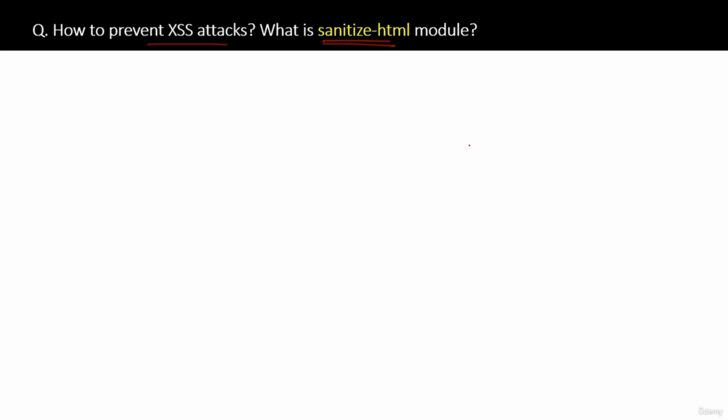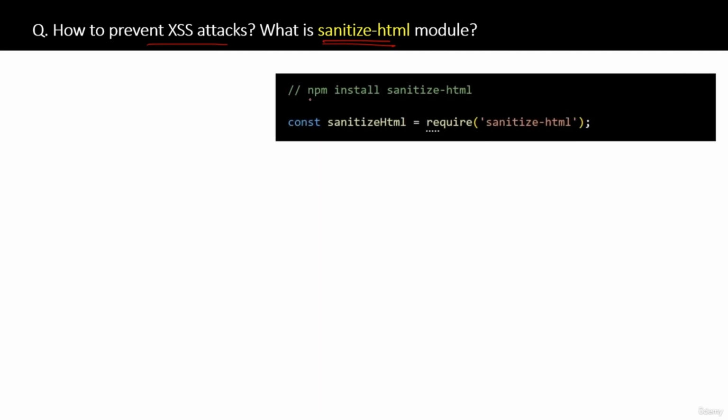But yes, sometimes the UI team is different, so we cannot control them. Therefore, on the REST API side, we should use something to sanitize the input. Sanitize means to remove the harmful text or script from the actual content. Let me show you the code here. First, we will install this sanitize HTML module and import it like this.